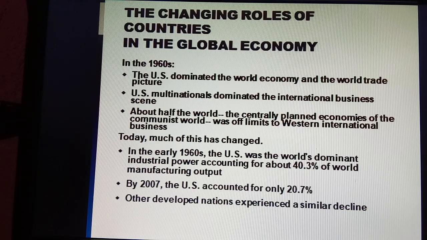In the early 1960s, the U.S. was the world's dominant industrial power, accounting for about 40.3% of the world manufacturing output. That was in the 1960s, dominated by the United States. By the year 2000 onwards, the U.S. accounted for only 20.7% of this manufacturing output. Meaning, the US is no longer the sole dominant one, but other countries have also joined in terms of world manufacturing output. Some of the products are coming from other countries already and not all from the USA.